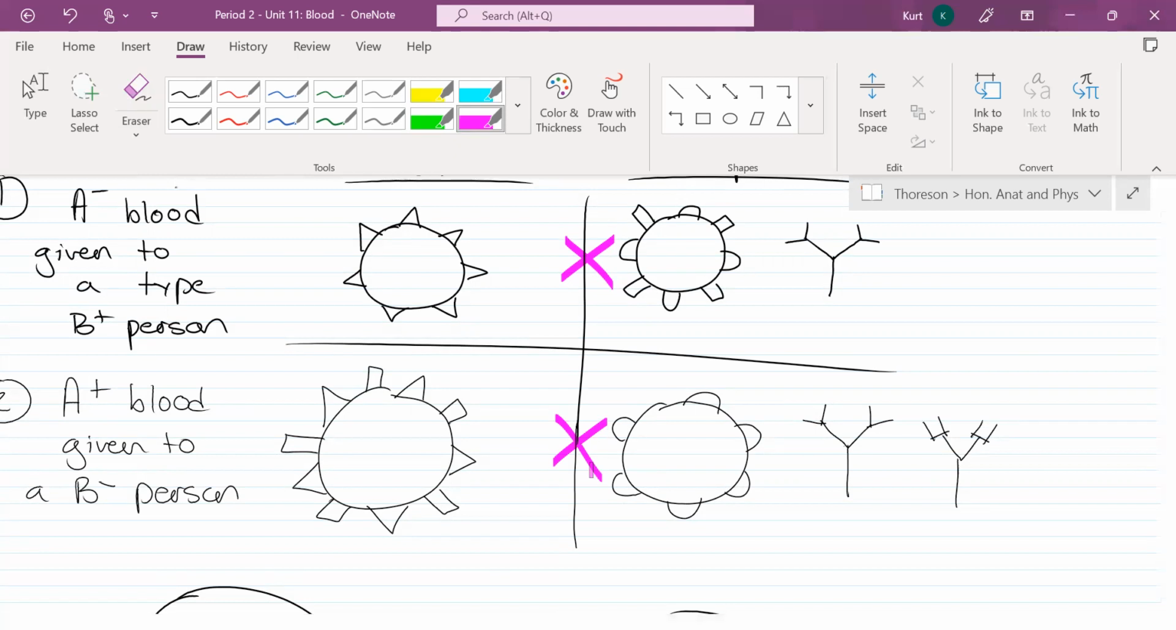Try to get as much done as you can before the bell and bring this to class on Monday and we'll look it over. And then we'll talk about how Lauren was asking, how do they find your blood type? We'll do that on Monday.